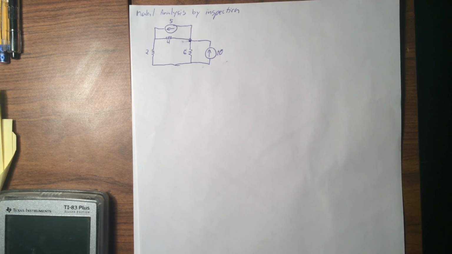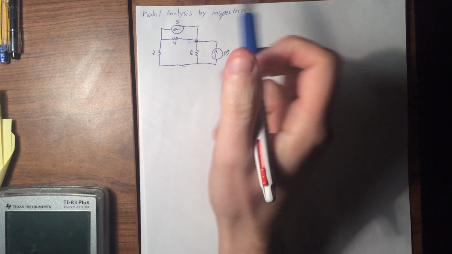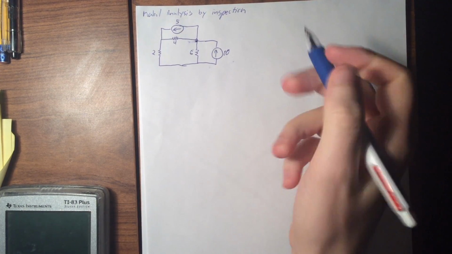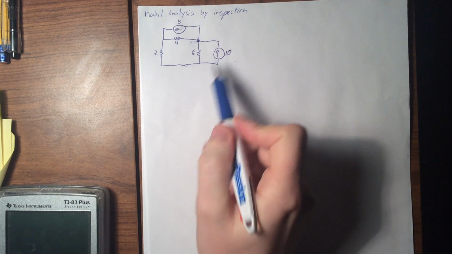All right, so for this problem, we're going to do a nodal analysis by inspection problem. It isn't too bad to do. It's a little different than our normal nodal analysis. Inspection lets us go a little bit faster, though, in some regards. So let's look.